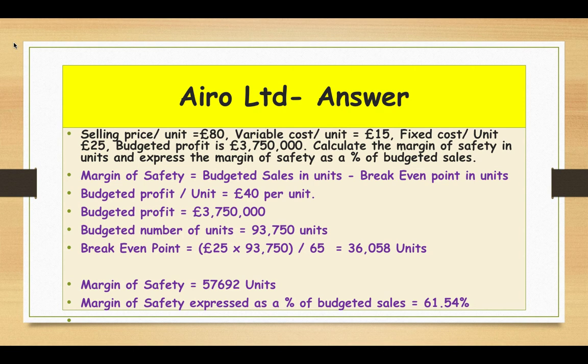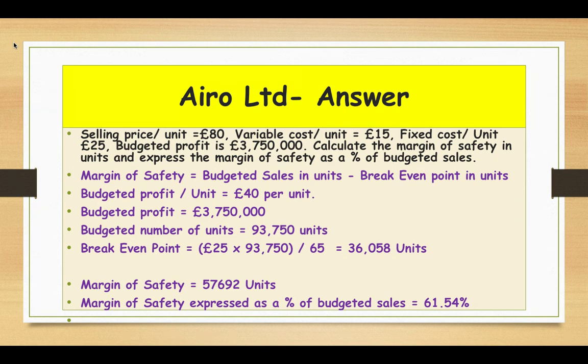So the fixed cost is £25 per unit. So the budgeted number of units is 93,750. So the total fixed cost is £25 times 93,750 units. So we will get the total fixed cost of 2,343,750. So we know the fixed cost divided by the contribution per unit, which is the selling price of £80.